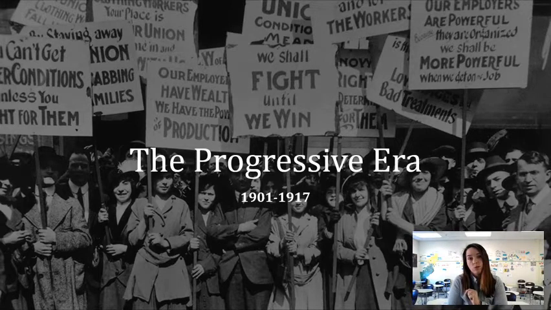That's why in 1901 there's this major change, because in 1901, Teddy Roosevelt is president, and he actually sympathizes with labor to a certain extent. And so that's the turning point. That's why we consider it 1901.